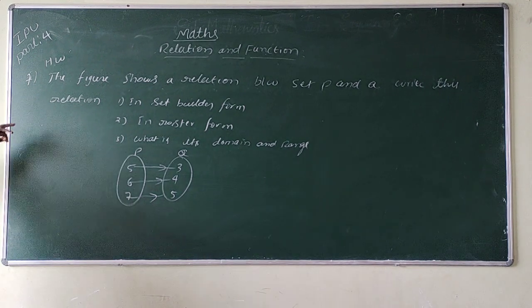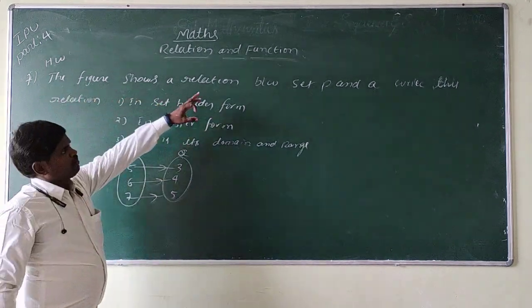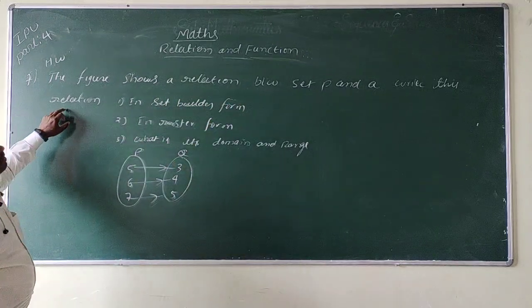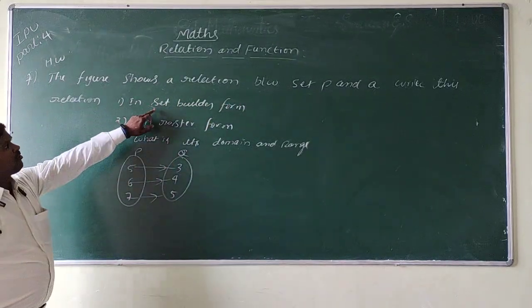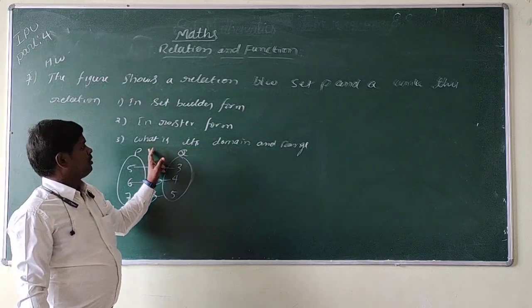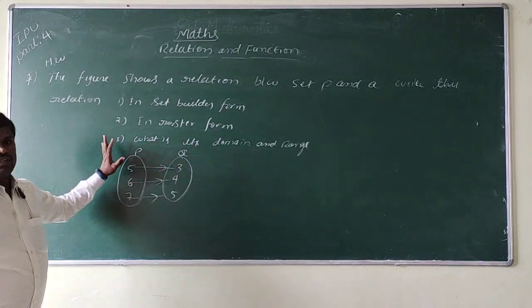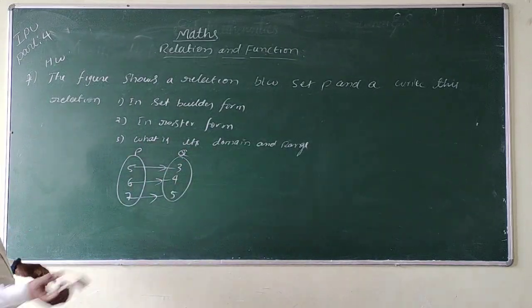A similar problem: the figure shows the relationship between P and Q. Write these relations in set builder form and roster form, and find the domain and range. Take it as homework. Next problem.